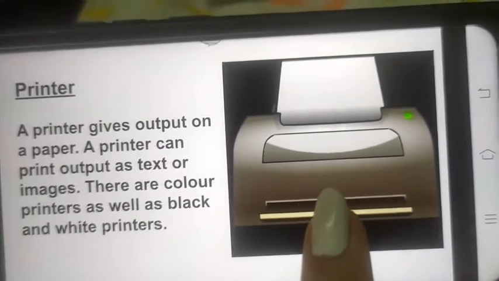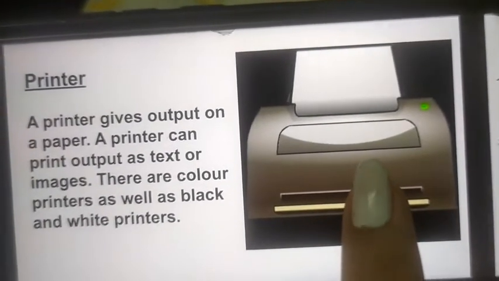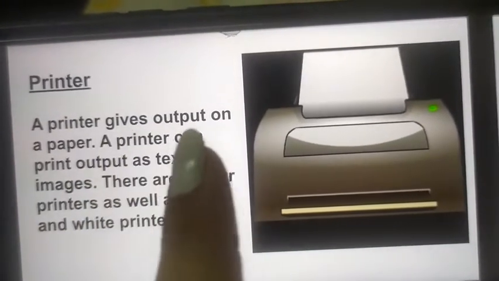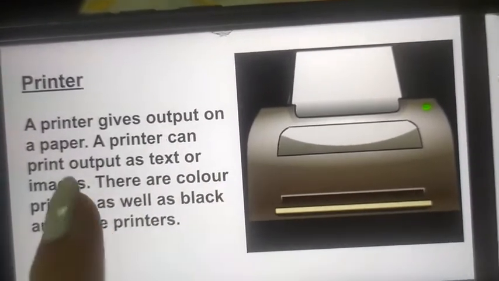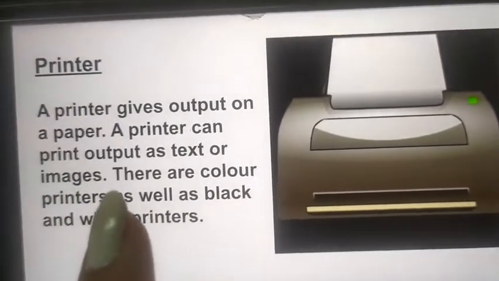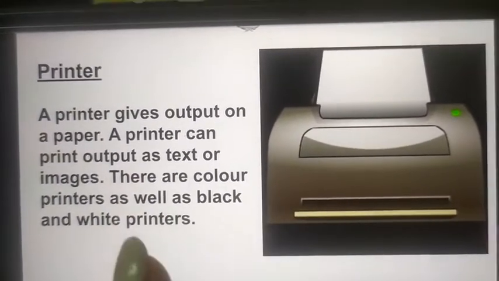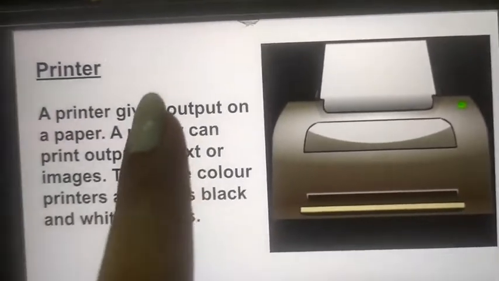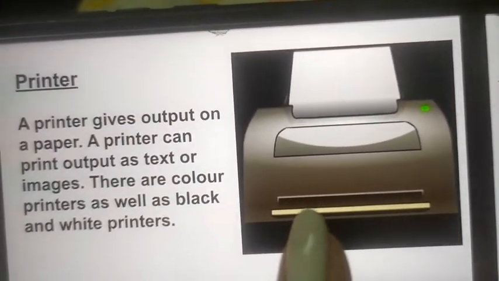Second is printer. Printer is also an output unit. It gives a printout on paper. A printer can print out text or images. There are color printers as well as black and white printers. According to our choice, we can use the printout.